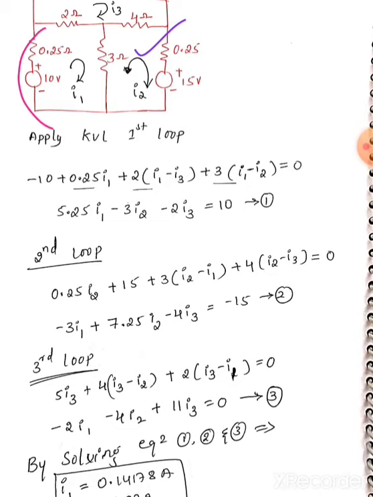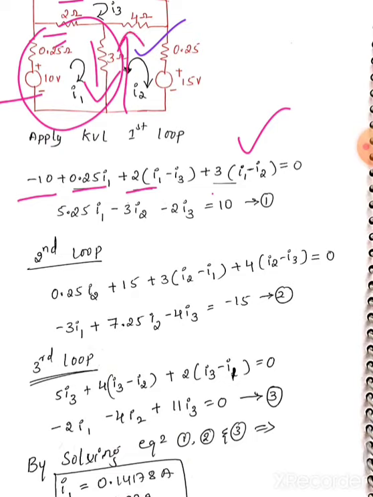Observe, first loop, apply KVL for the first loop. You start from the voltage source, it is minus 10, next is 0.25 I1 plus 2 I1 minus I3, because these two currents are opposite, plus 3 I1 minus I2, because this current is downward and this one is upward. So it is I1 minus I2. Why have you taken I1 minus I2? Because you are in the first loop. Simplify this and you get this equation.